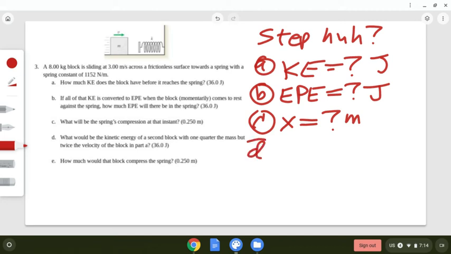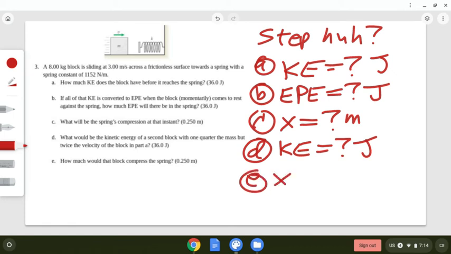D, so for parts D and E, we're dealing with a separate block with a separate velocity, and we're trying to figure out similar things about it. So what would be the kinetic energy of this block? So KE equals question mark joules. And then finally, how much would this block compress the spring? So what's the compression of that other block?